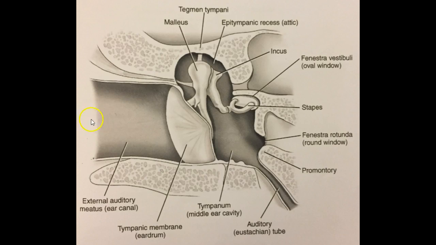So what happens as sound travels down the ear canal? It vibrates the tympanic membrane, which in turn causes the ossicles to move. And the main job of the middle ear is to change the vibration into mechanical energy and increase the sound pressure so it can activate the inner ear fluids of the cochlea.